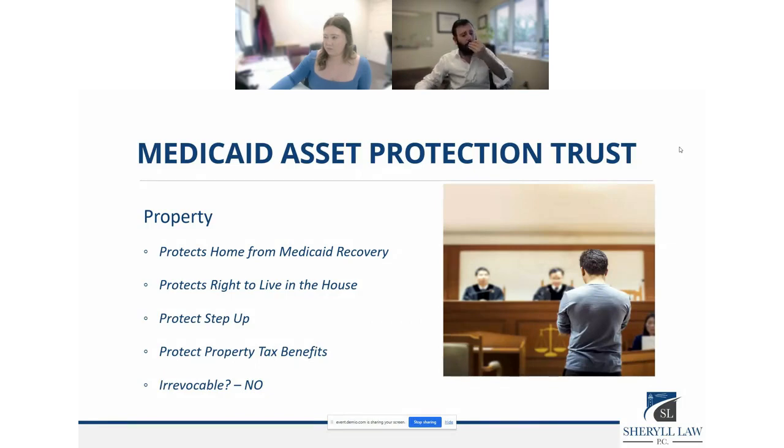Now, protecting the house, when we were talking about control, the house cannot be sold if it's properly prepared, right? In this type of trust, the house cannot be sold without the beneficiary knowing. So if I transfer my house to a trust to protect it from Medicaid and I name my daughter as trustee, then she would not be able to sell the house without my okay because I reserve the right to live in it. It'll minimize income taxes and protect your property tax benefits.